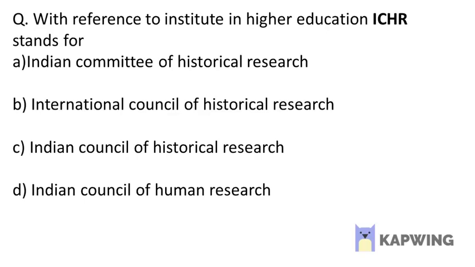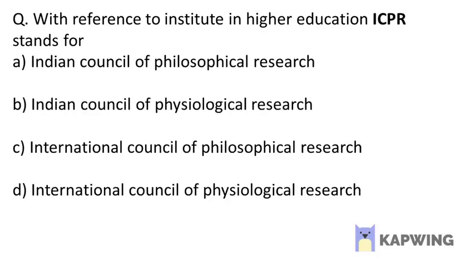With reference to institutes in higher education, ICHR stands for? Option A is Indian Committee of Historical Research, B is International Council of Historical Research, C is Indian Council of Historical Research, and D is Indian Council of Human Research. So friends, the correct option for ICHR is Indian Council of Historical Research. So the correct option is C. Hope you have guessed it correctly. Now moving on to the next question.